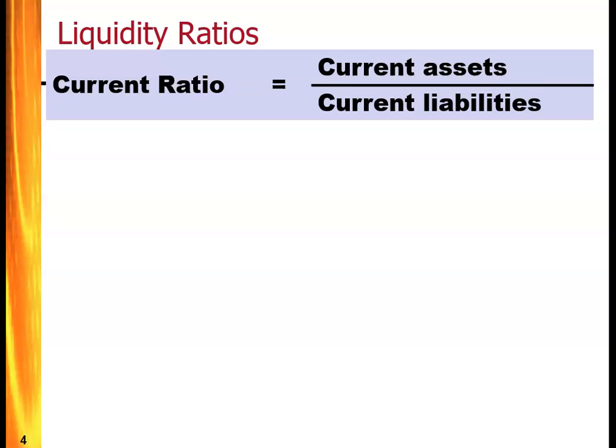We will look into the first, the liquidity ratios. First of all, we'll look into the current ratio. The name of the ratio is called the current ratio, where the formula is the total current assets divided by the current liabilities.